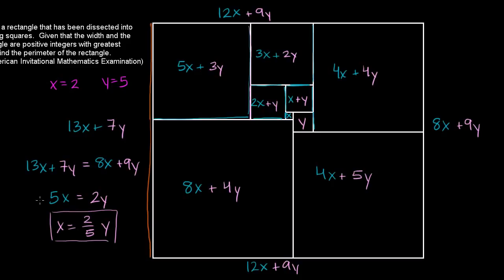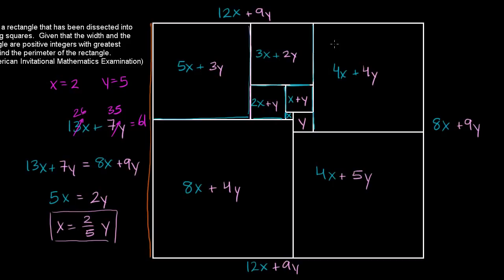So let's see what we get for the dimensions of this rectangle then. So the height of this rectangle is going to be, let's see, 13 times 2 is 26, plus 7 times 5 is 35. So 26 plus 35 gets us what? That gets us to 61. This is equal to 61. Did I do that right? It gets you to 55 plus 6 is 61.